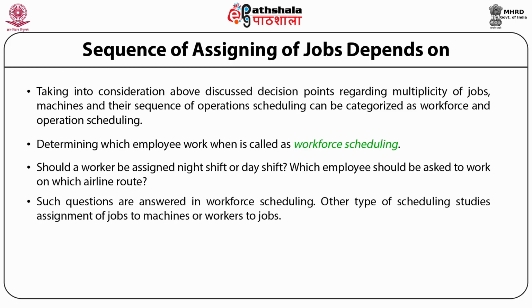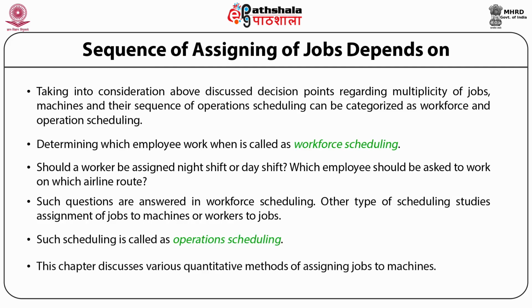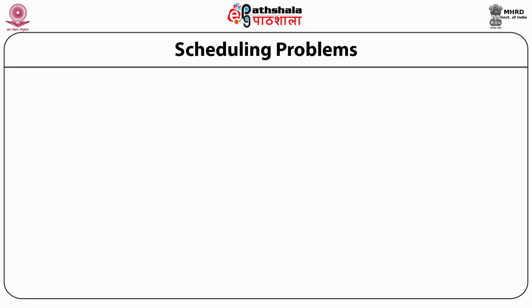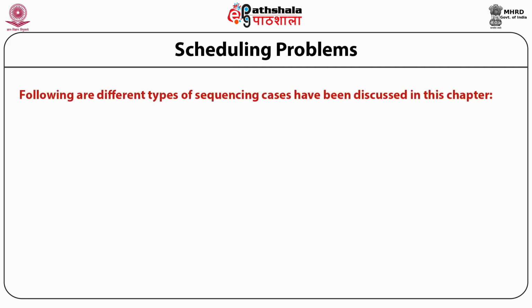The other type of scheduling studies the assignment of jobs to machines or workers to jobs. Such scheduling is called operations scheduling. This chapter discusses various quantitative methods of assigning jobs to machines. Scheduling problems: following are the different types of sequencing cases discussed in this chapter.